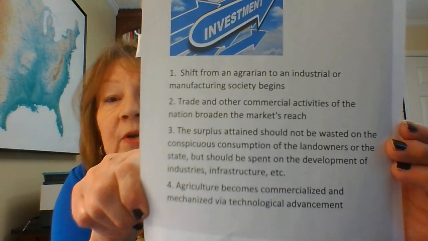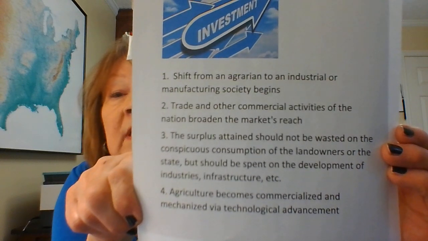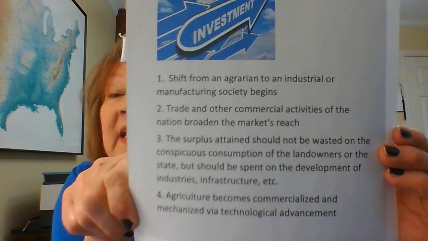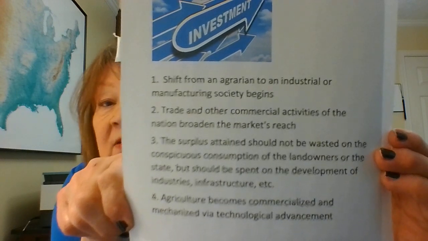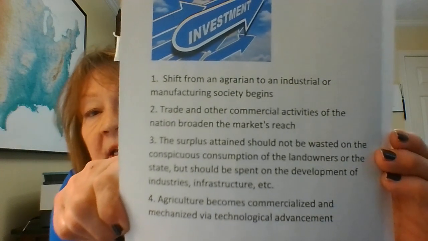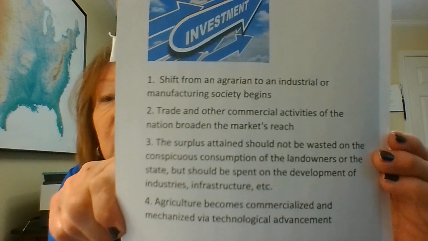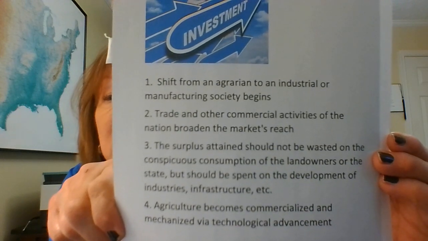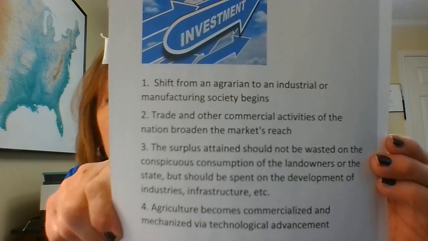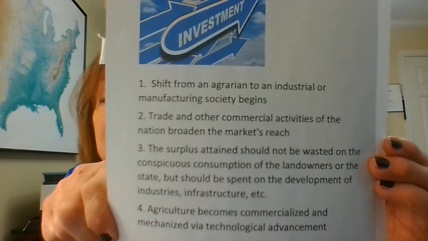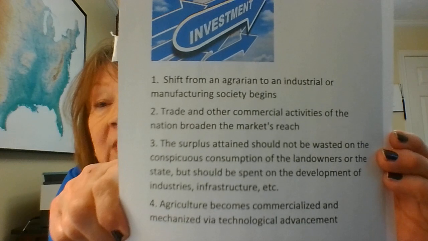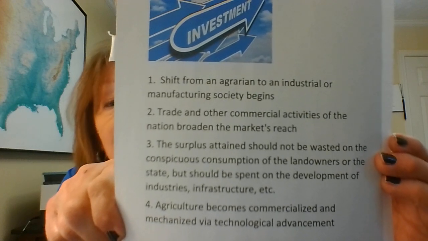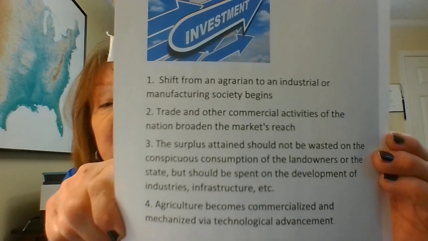Firstly, the shift from an agrarian, agricultural society to an industrial or manufacturing society starts. It may start slowly, but it does start. Second, trade and other commercial activities of the nation broaden the market's reach, not only to neighboring areas, but also to far-flung areas and regions. So international markets are created.